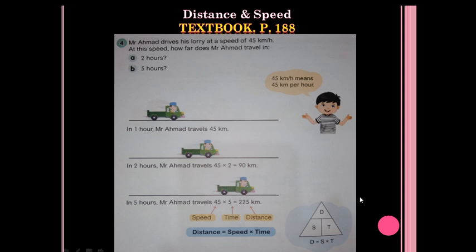by time. Look at this triangle. Distance is shortened to D, and then S, that is speed, and then T, it is time. So D equals S times T. This has been discussed in Mathematics in the previous quarter. I hope you can get it easily because we have studied this before.